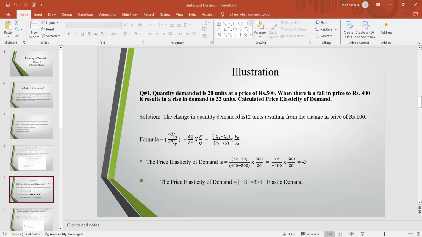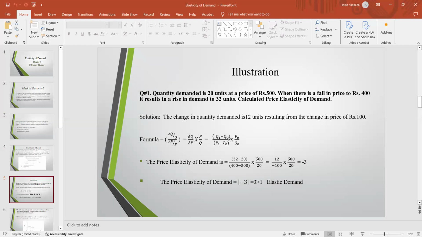The change in Q we can calculate with the simplified formula here. We can write this term as the change in Q divided by the change in P, multiplied by P over Q. The change in Q is the difference between the current quantity demanded and the initial quantity demanded. Q1 is the current quantity demanded, and Q naught is the initial quantity demanded before the change in the price level.